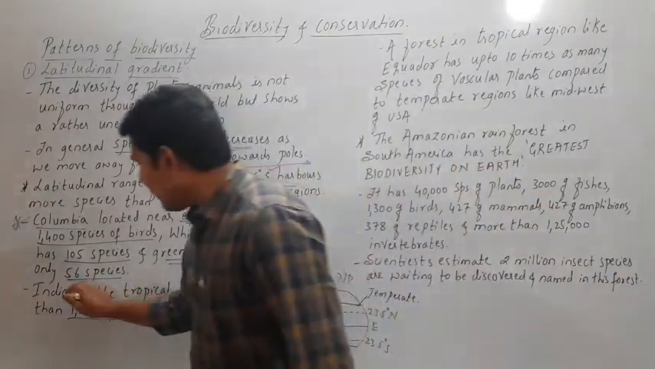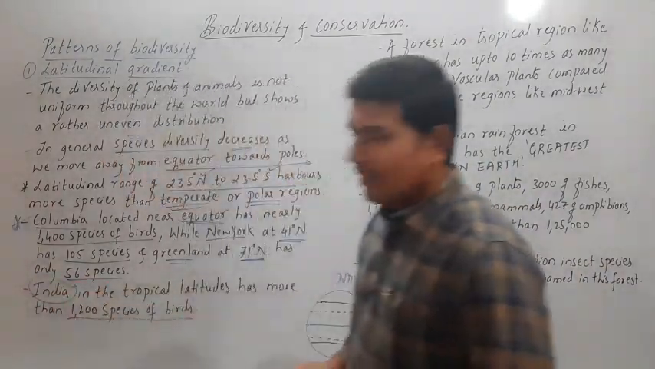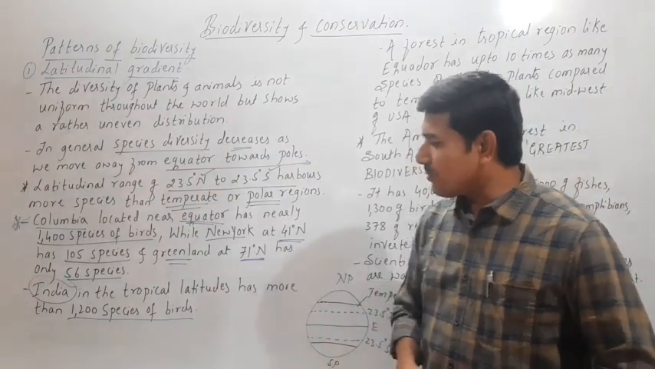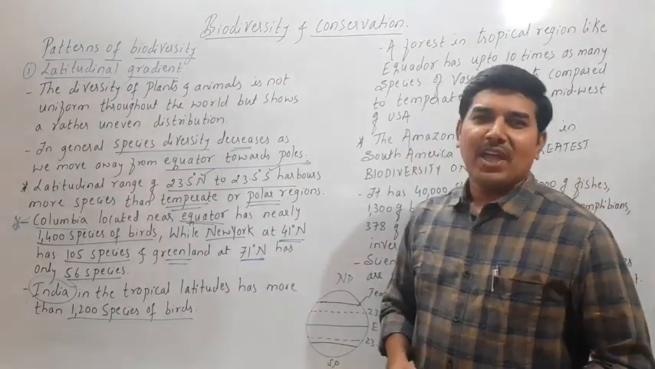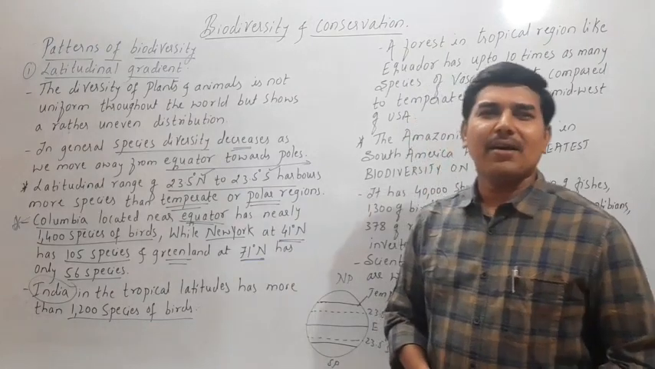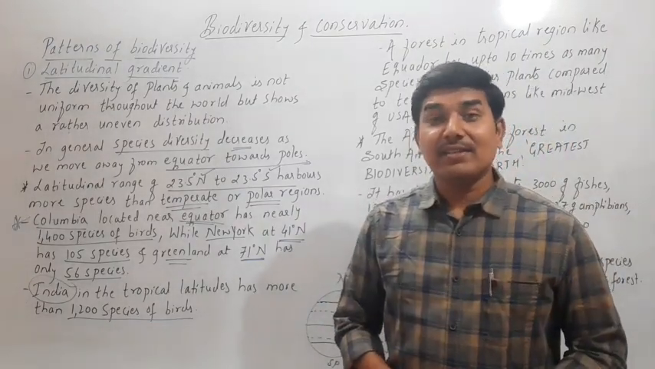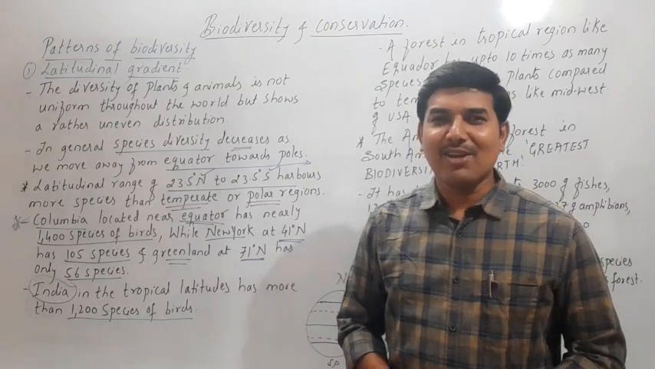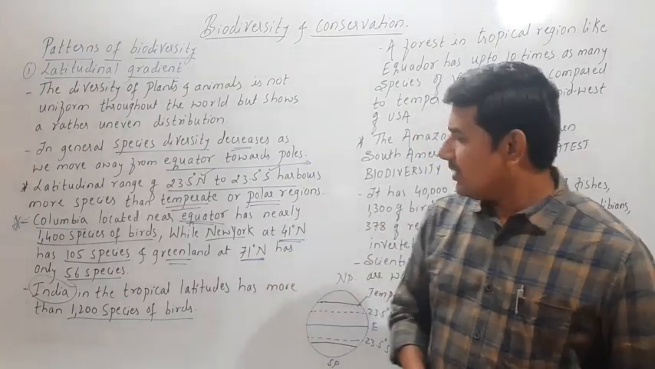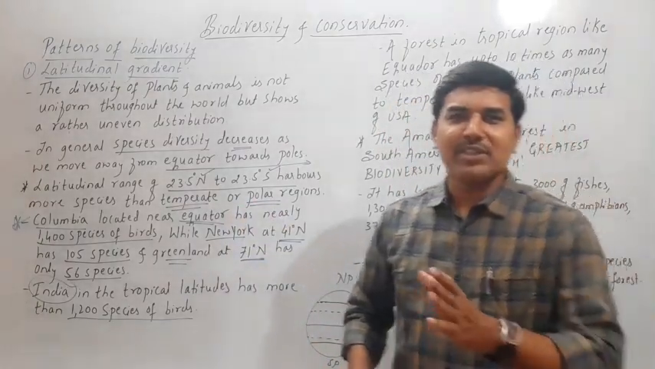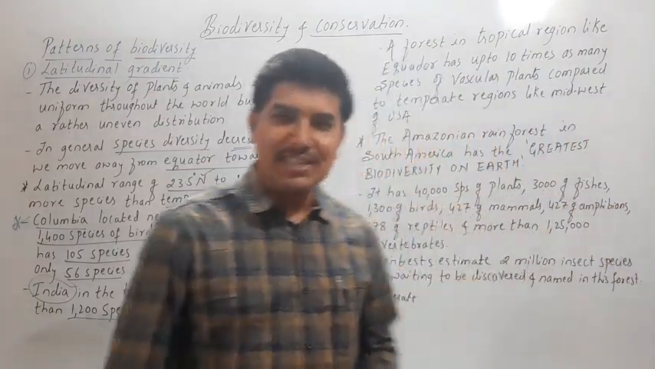So our country consists of 1200 species of birds, and a majority of these birds were identified by Salim Ali, who is also called an ornithologist. Okay, so this is regarding the points of the latitudinal gradient with respect to species richness.